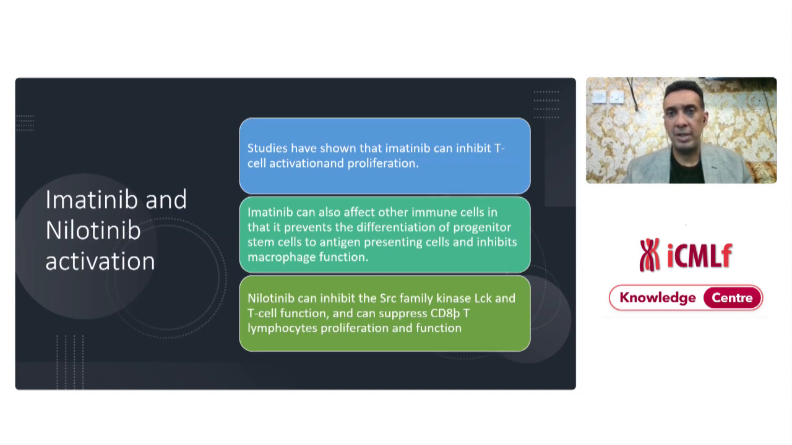Studies have shown that imatinib can inhibit T cell activation and proliferation. Imatinib can also affect other immune cells in that it prevents the differentiation of progenitor stem cells to antigen-presenting cells and inhibits macrophage function. What about nilotinib? Nilotinib can inhibit the Src family kinase and LCK and T cell function, and can suppress CD8 T lymphocyte proliferation and function.